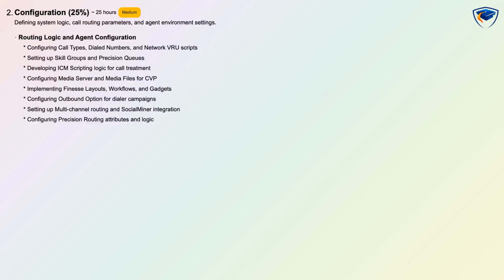Configuration accounts for 25% of the exam, is medium difficulty, and requires roughly 25 hours of study with conceptual and scenario-based assessment items. This domain teaches how to define routing logic and agent environment settings, including configuring call types, dialed numbers, and network VRU scripts, and building ICM scripting logic for call treatment.